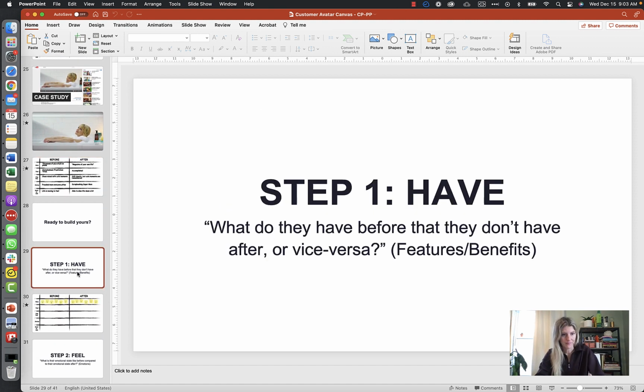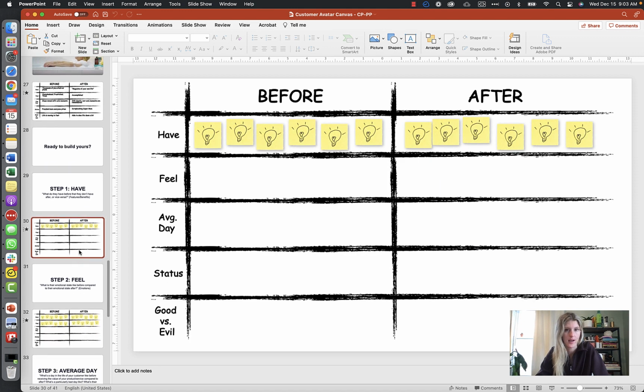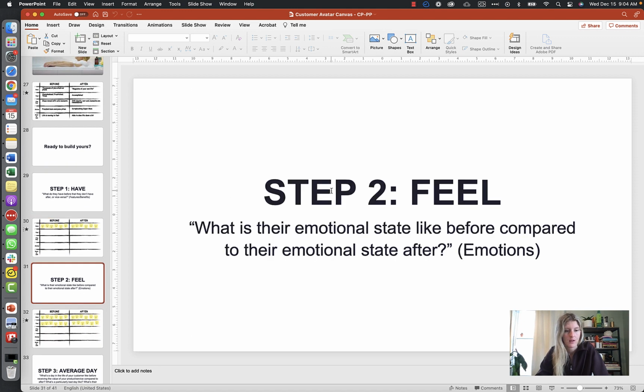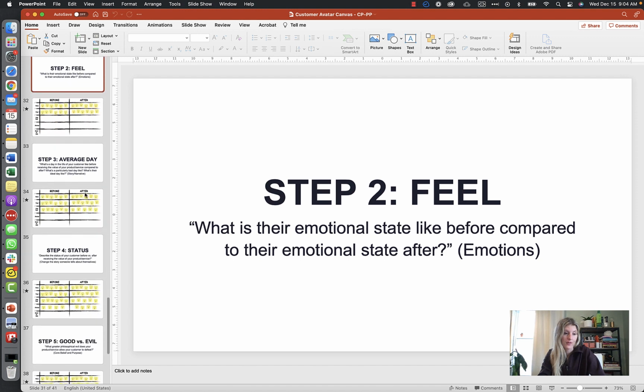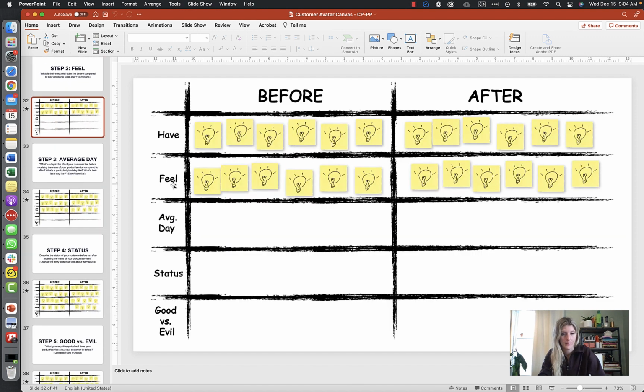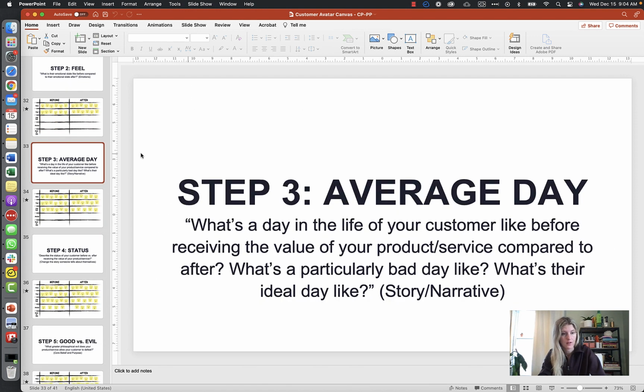So when you're ready, in the have, what do these parents have before that they don't have after, or vice versa? And these are the features and the benefits. And add that here. Step 2, feel. What is their emotional state like before compared to their emotional state after? And add that in the feel section.